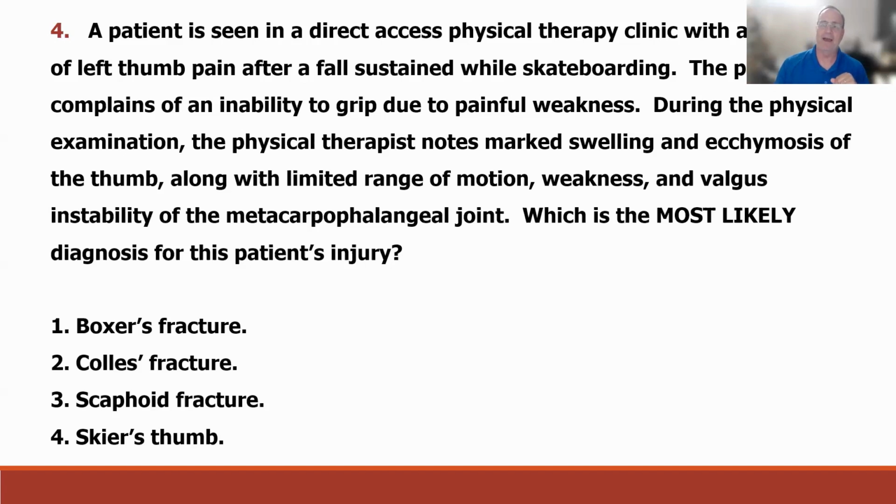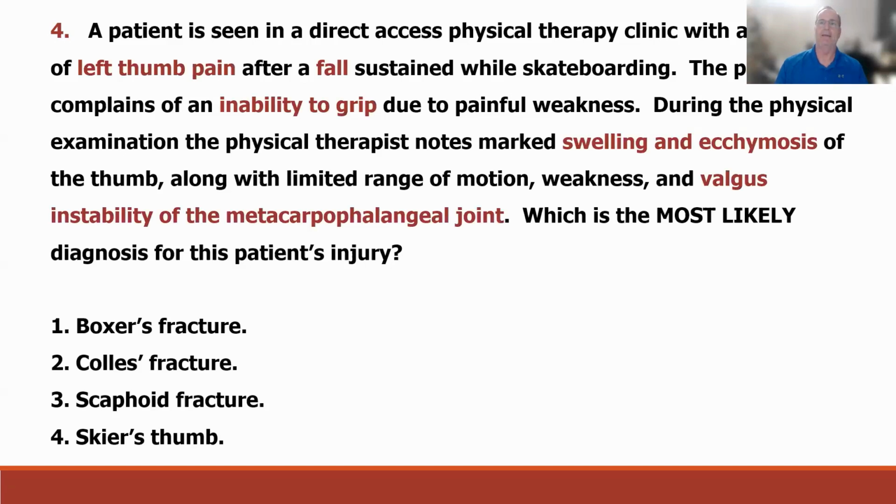And so some of the key findings on this one: we know that this person had a fall. They injured their thumb, and they sustained this fall while skateboarding. They talk about an inability to grip. There's some swelling, there's some bruising or ecchymosis. But I would say really the key finding on this one is valgus instability of the metacarpophalangeal joint. So when we do that valgus stress test of the thumb at the MCP joint, that would reveal what the problem is. And in this case, it's going to be skier's thumb.